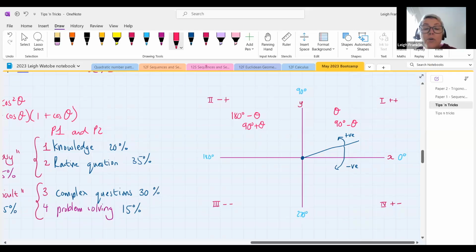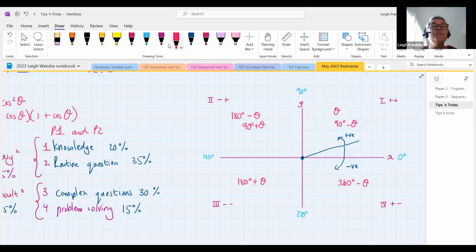For the third quadrant, we use 180 plus theta. So again, our terminal arm's anchored at the origin. We swing 180 degrees in an anti-clockwise direction and theta degrees forwards into the third quadrant. And if we're working in quadrant number 4, we use 360 minus theta. So we've done a full circle and then we've gone theta degrees in the other direction.